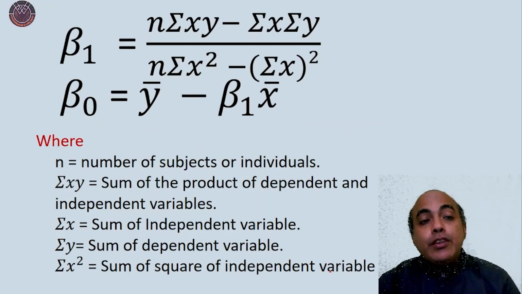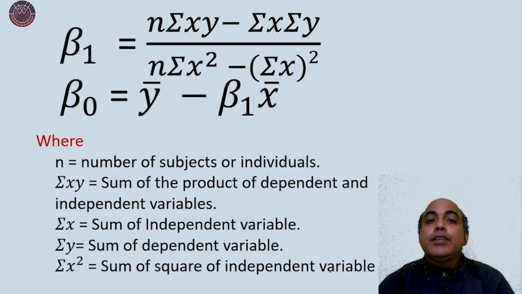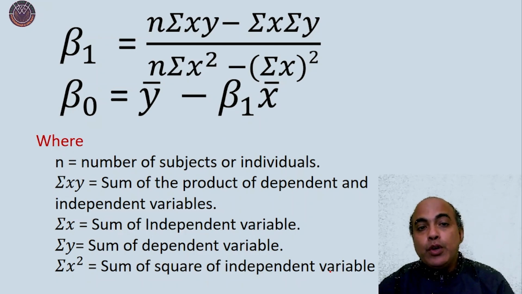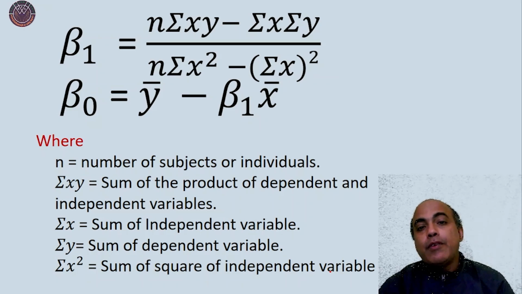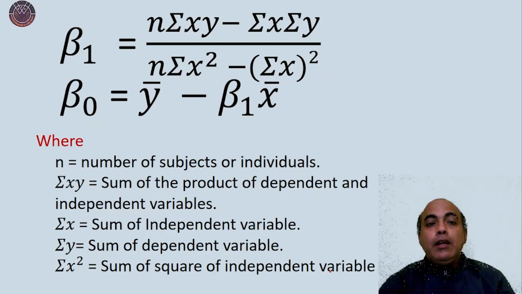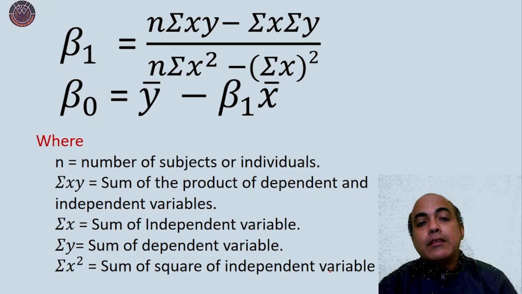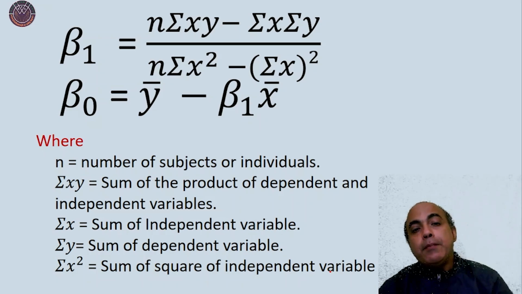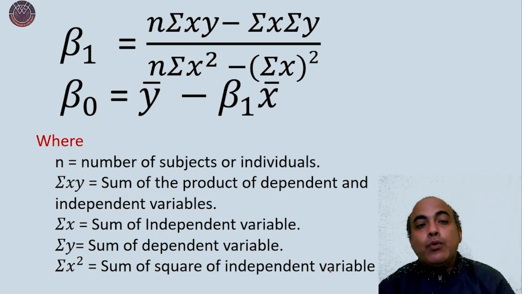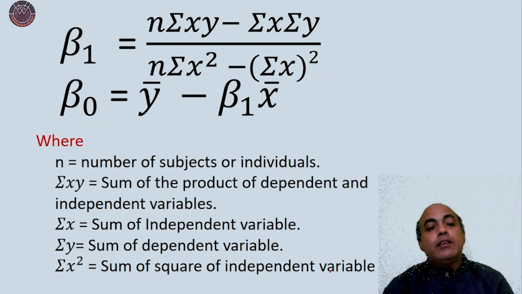Now, this is the formula for the coefficients beta 1 and beta 0. Beta 1 is n times the summation of xy minus the summation of x times the summation of y, divided by n times the summation of x square minus the square of the summation of x. And beta 0 is y mean minus beta 1 times x mean. We can easily understand these particular terms.